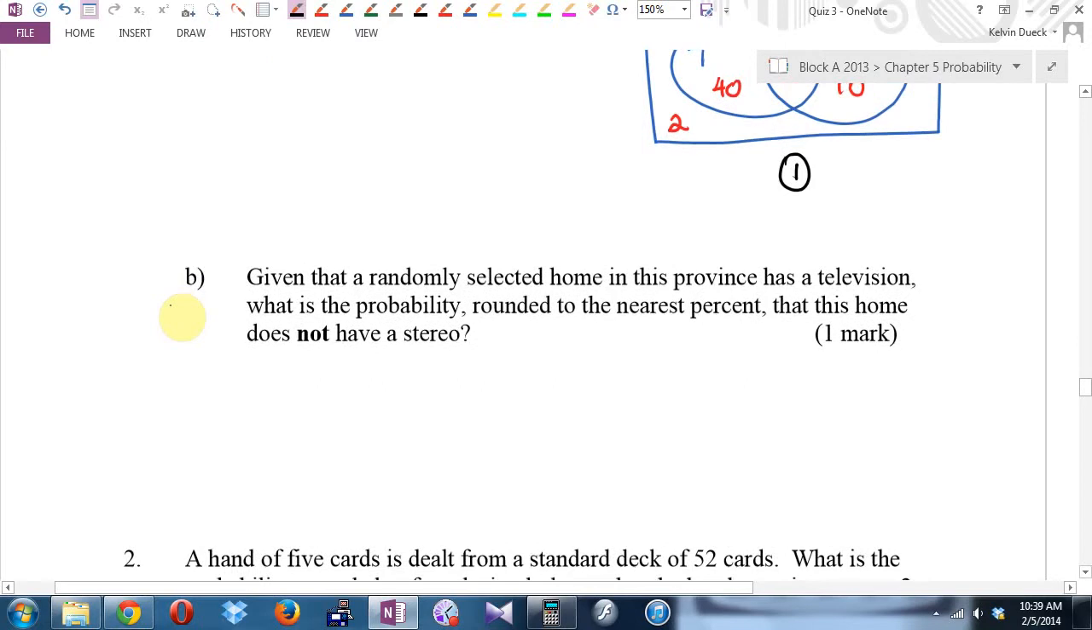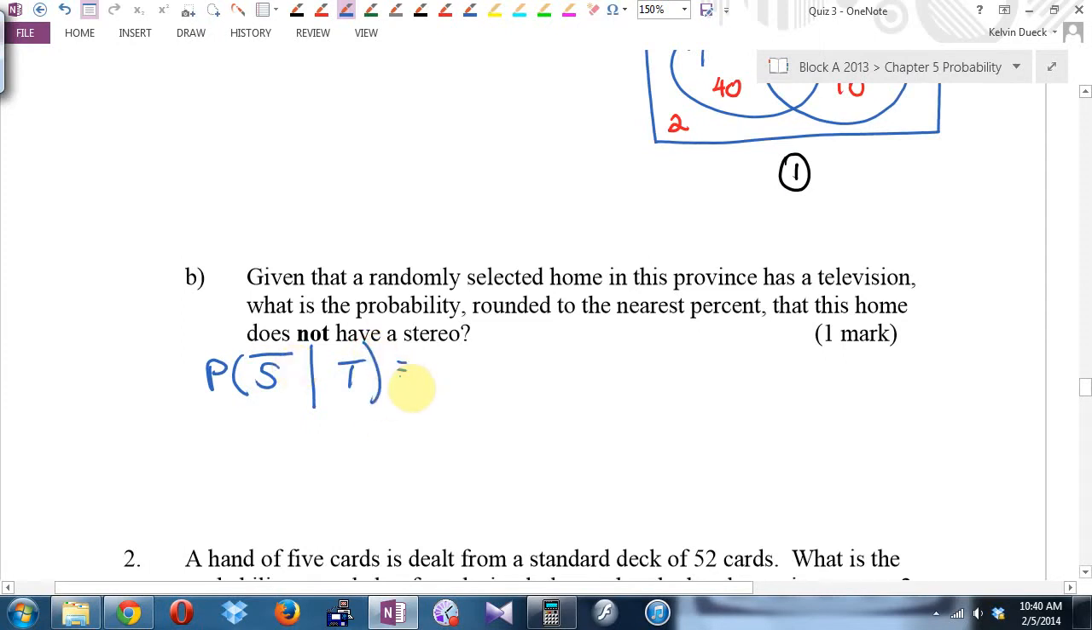Can you read to me B? Given. Conditional. Ready? Given what? Keep reading. That a randomly selected home in this province has a television. Stop. Given television. Find what? What is the probability, rounded to the nearest percent, that this home does not have a stereo? Not S. Right?